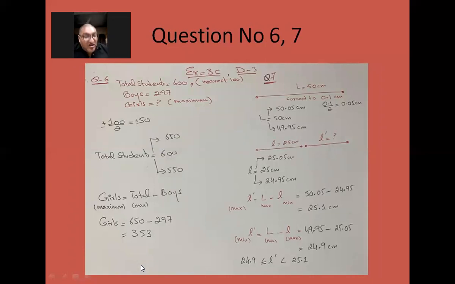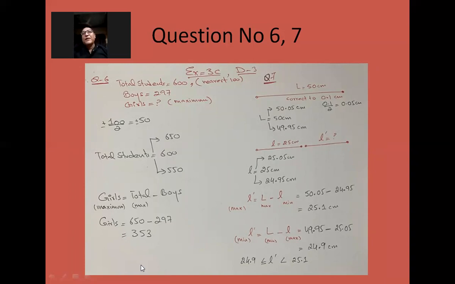The next question is question number 6, and I'm going to read from the book. It says, of 600 students in a school, 297 are boys. Calculate the maximum number of girls. Number of students is rounded off to the nearest 100. So here in this question, you see the total number of students is 600, and this number is correct to the nearest 100. The boys are exactly 297. Their question is, how many maximum girls are there?